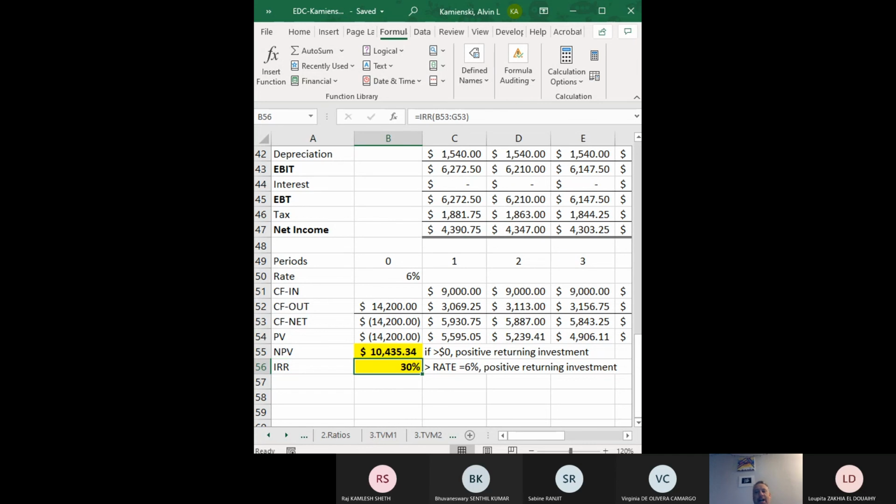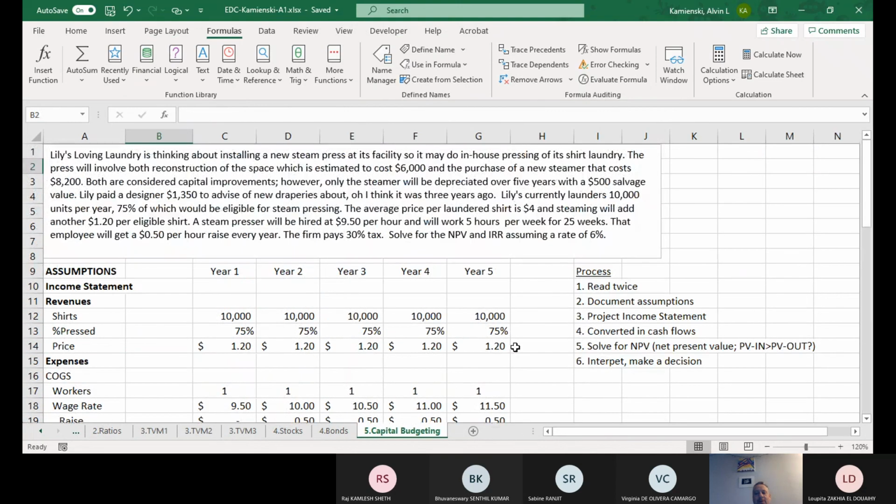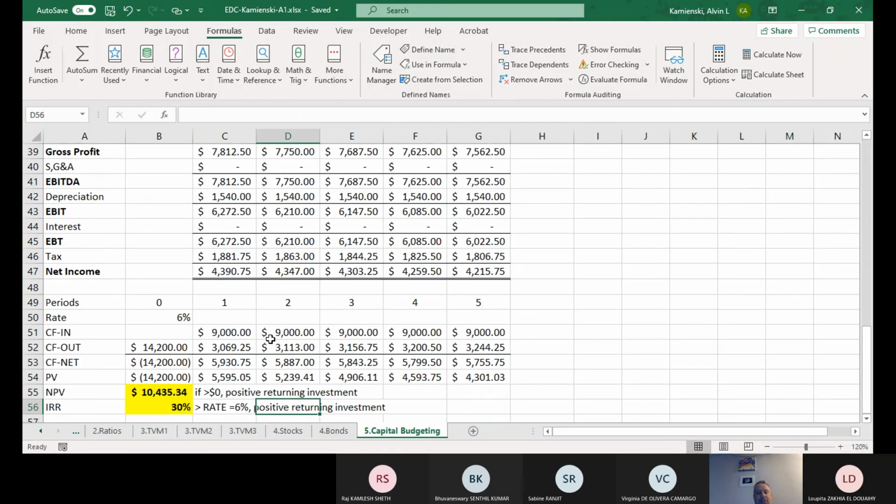And then we have an excellent mechanism called capital budgeting, by which when we take a problem and document the assumptions, using what we know about the income statement, converting it into cash flows, and then solving for net present value using our time value of money techniques, it will allow us to interpret and make the decision that says, Lily's Loving Laundry, it makes a lot of sense for you to invest in buying this steamer for your customers, because it will return for you significantly more than you need to invest.